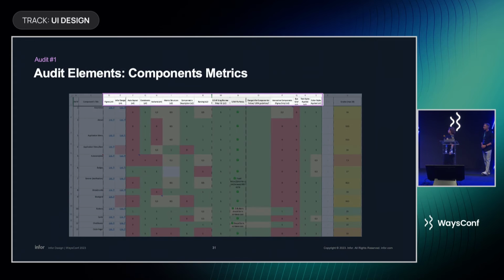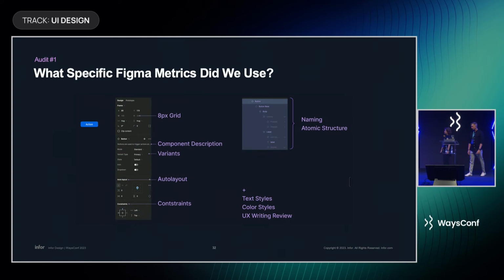And here were the metrics which we wanted to measure in our audit. So what about those metrics? Almost all of them were components properties. So we wanted to check, are our components aligned with the 8 pixel grid? Do they have component descriptions? Do they have variants? Do they have auto layout? Do they have constraints? Are layers named properly?